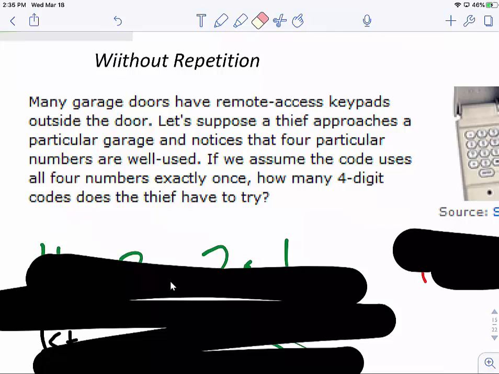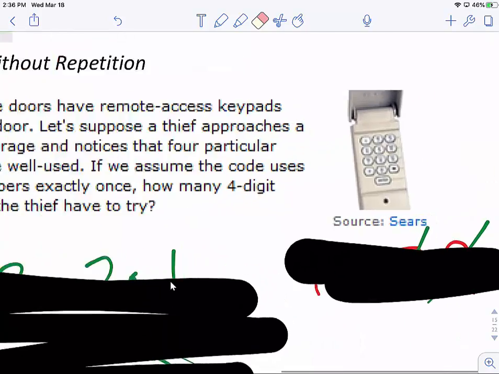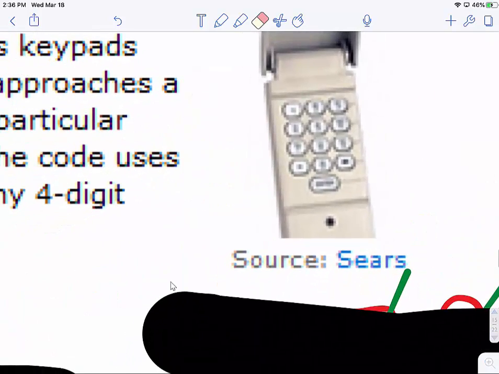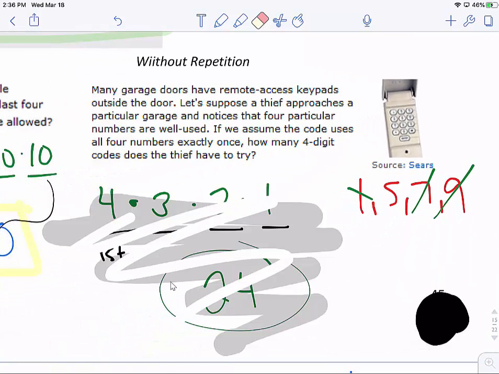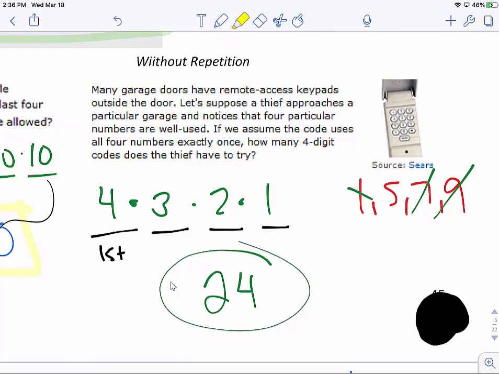Many garage doors have remote access keypads outside the door. Let's suppose a thief approaches a particular garage and notices that 4 particular numbers are well used. If we assume the code uses all 4 numbers exactly once, how many 4-digit codes does the thief have to try? So you kind of look at it and you realize that maybe the numbers 1, 5, 7, and 9 are worn down, so they know it's some combination of those. Okay, so the thief will say, well, the first number could be any one of those. Okay, so there were 4 options.